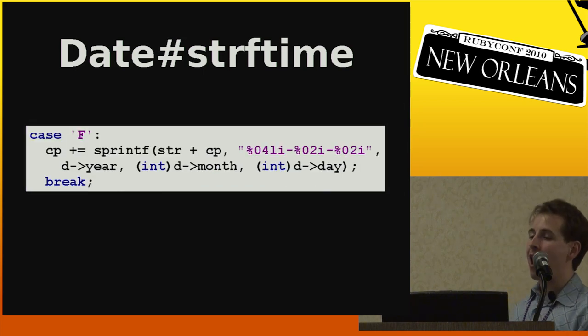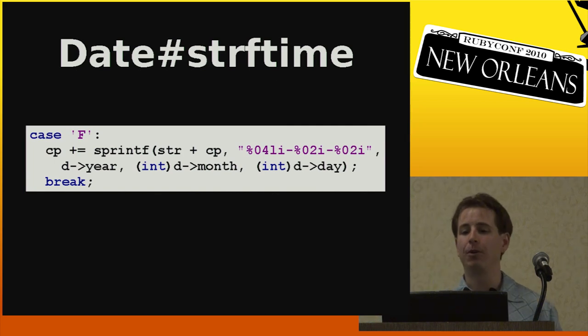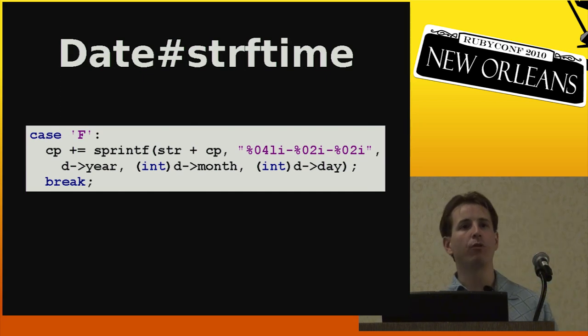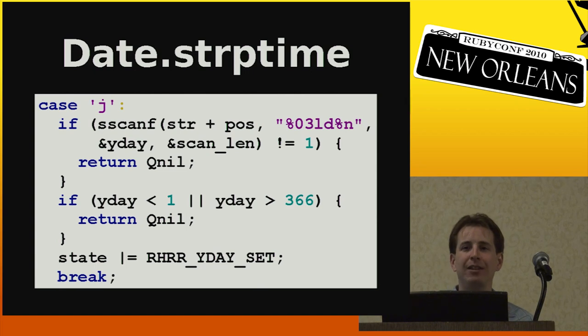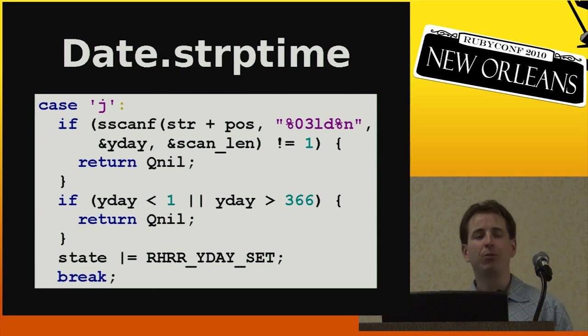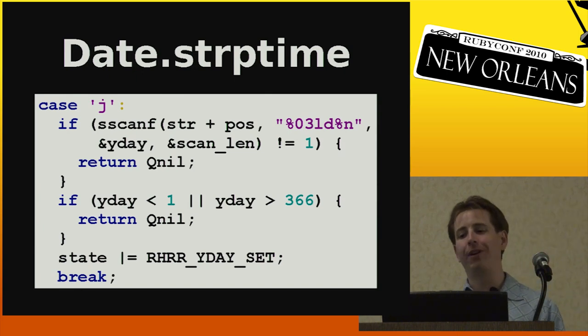So the cases where compound modifiers, such as capital F, are used are handled by specifying all the arguments in the sprintf function call. This is faster than using a recursive function call, but it is a little bit more verbose. Now the strptime class method is handled very similar to the strftime instance method, but it is a bit more complex. Instead of using sprintf to format a string, it uses scanf to read from the input string and assign values to local variables.